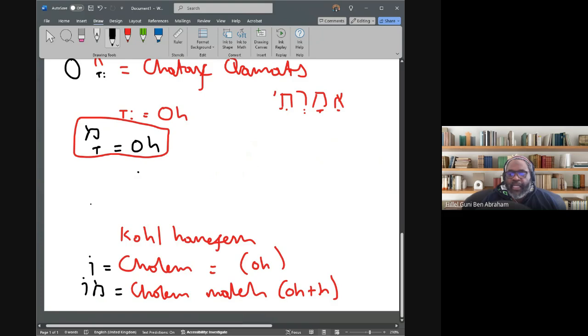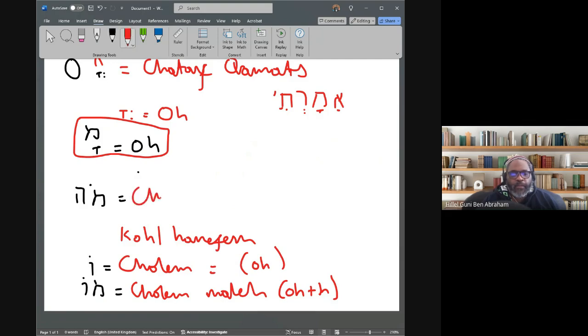So now we have O and O-H, like more, with the double H. Now we have another sound, which is a lot deeper, which is still cholem maleh. We have the cholem on top of mem, and then we have a hey sound, which is an open sound, which is also a cholem maleh. Which means it's our O sound plus another H.